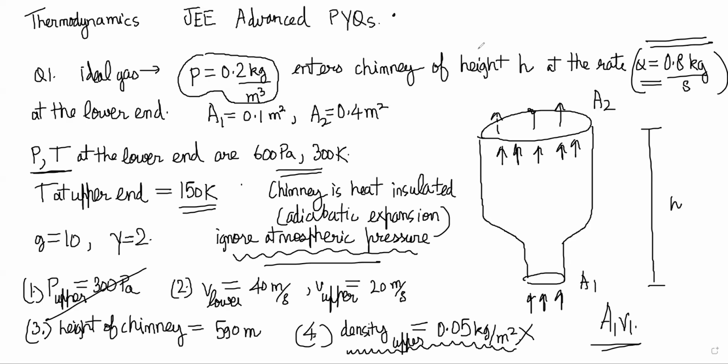Sir, option 2 is correct. So you are getting 8 is equal to A1 V1. The mass rate divided by the density is going to give us the volume rate, so that is going to be 8. And A1 is 0.1, so you'll get 80 is equal to V1, something like that. But why are you getting 40 then? No, no, no. One second.